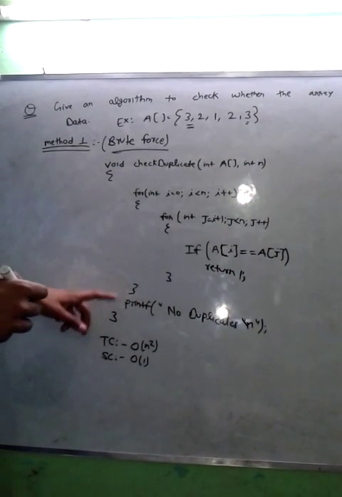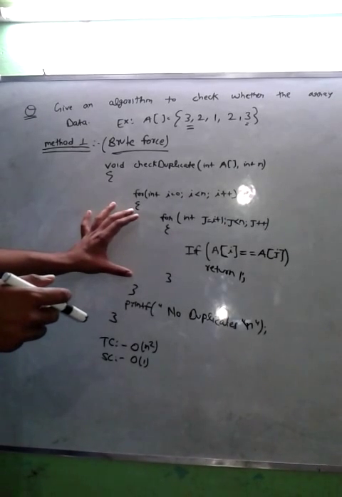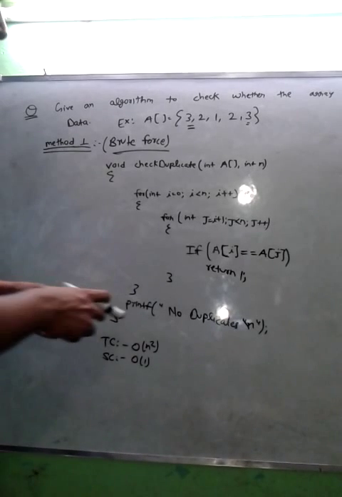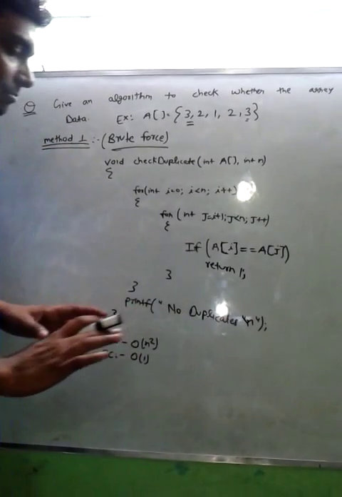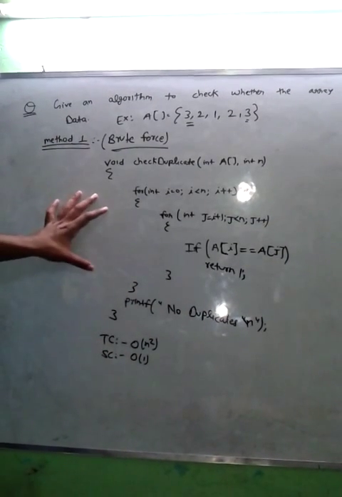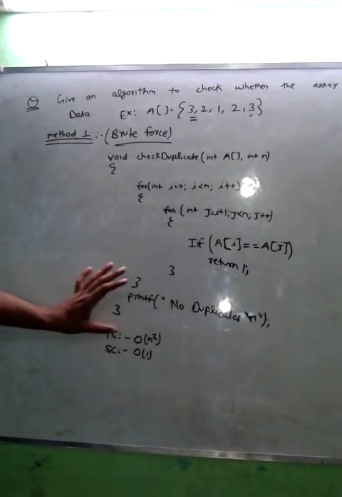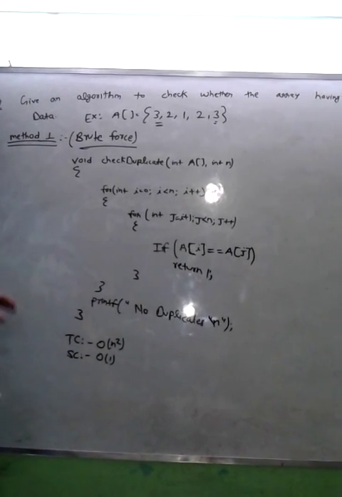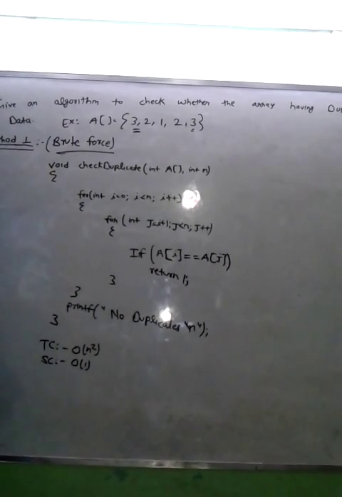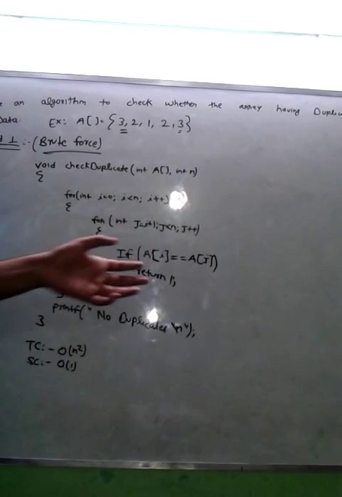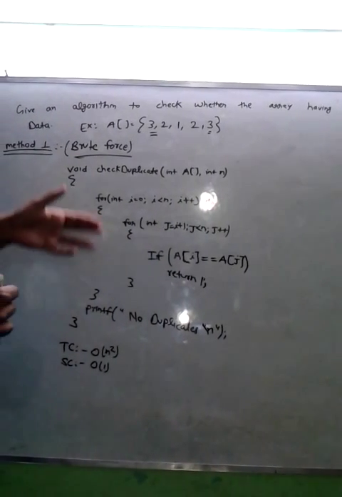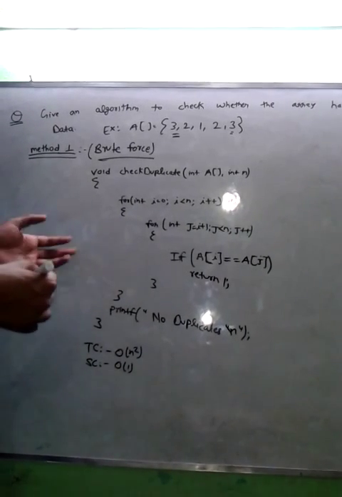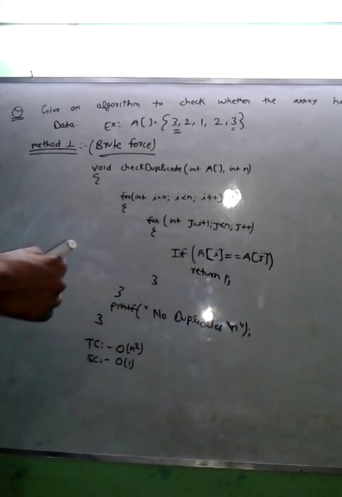And if after completing that process we haven't found any element, we will print the message that no duplicate has been found. The time complexity of this program is O(n square), which is not considered the best. There are other techniques by which we can do it. First, I am going to explain how we are checking the elements by using the brute force method.